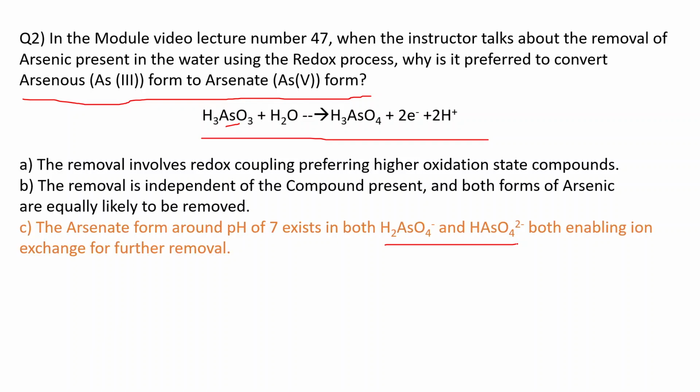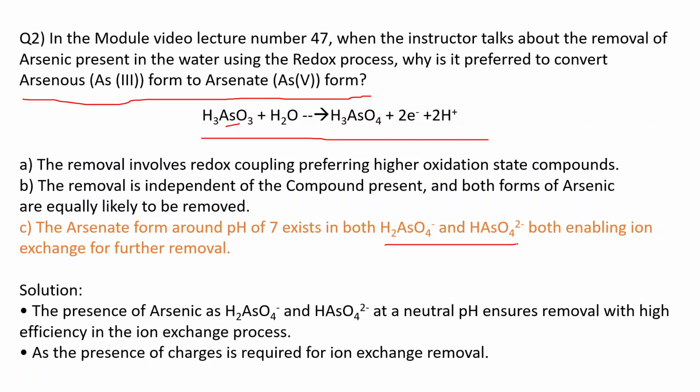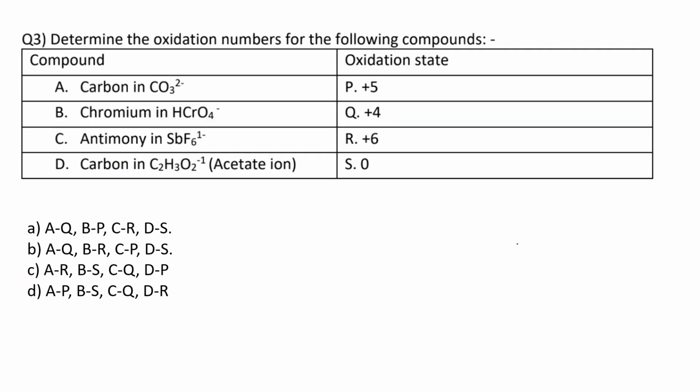Let's see the solution. The solution is the third option. When arsenate, meaning As5+, is at pH 7, it exists in 1 negative and 2 negative forms, so the ion exchange process can easily remove them. So just to ensure the removal by the ion exchange process, it is converted from As3+ to As5+. Moving towards the next question.